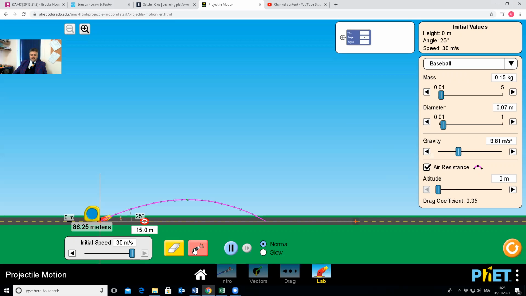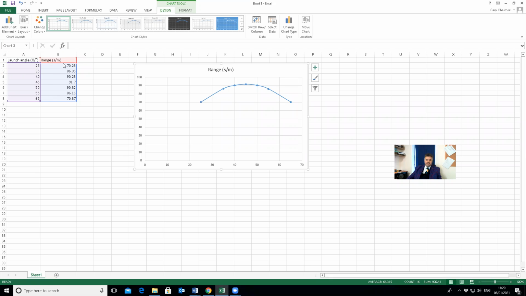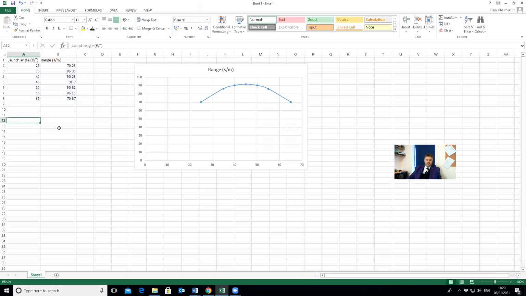Now you could see that it looks pretty much the same, but the difference occurs when you're looking at what that range is. Now, at 25 degrees with air resistance, it's 55.77 meters. So if we look on our graph, we could see at 25 degrees, it was actually a lot more. So the air resistance already has an effect on the graph.